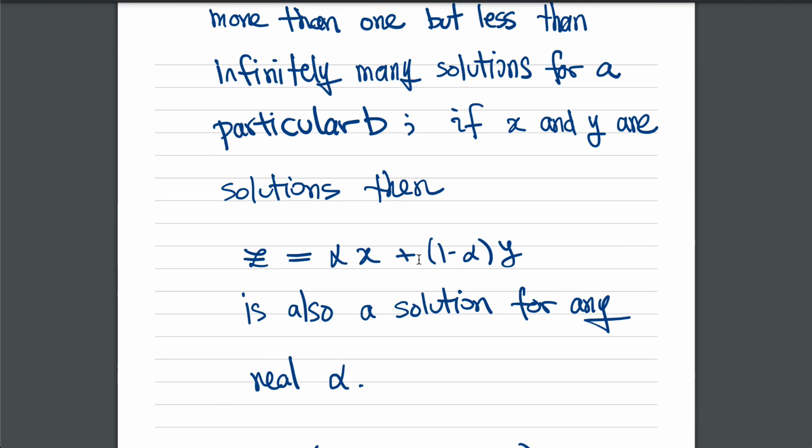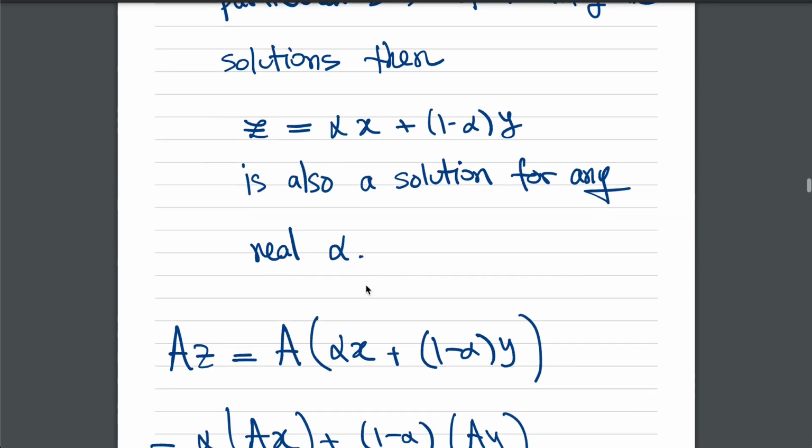any combination of them in this form, where you multiply alpha by X, where alpha is a scalar, a real number, plus 1 minus alpha times Y, if you add these two, you get a new vector, and that vector is also a solution. And since this is a solution for any alpha, and alpha can be any real number, there are infinitely many z's. Now, why is z a solution?